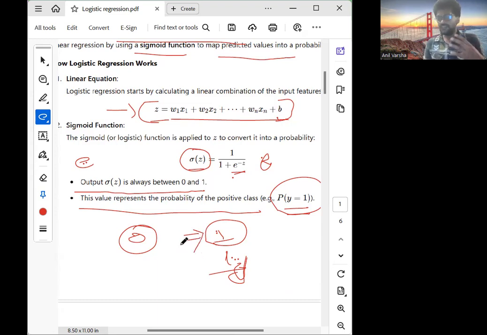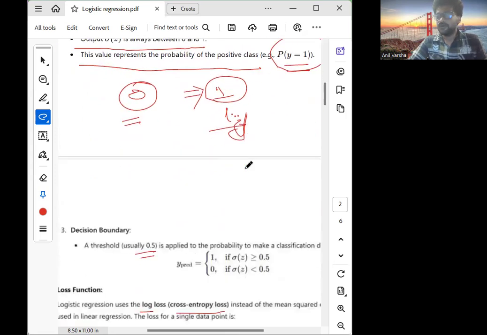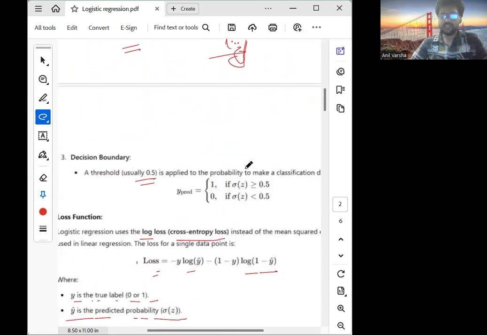If it is not equal to 1 or anywhere near 1, the image will not be classified as a dog. It will be classified into the others. This is a wonderful technique for classification problems. Here, the decision boundary: sigma of z, if it is greater than 0.5, will be equal to 1, and less than 0.5 can be predicted as the other class. 1 will be the taken class, 0 will be the other class, such as dog or not dog.